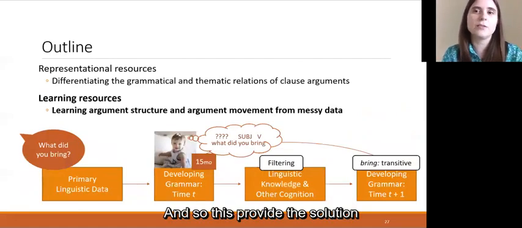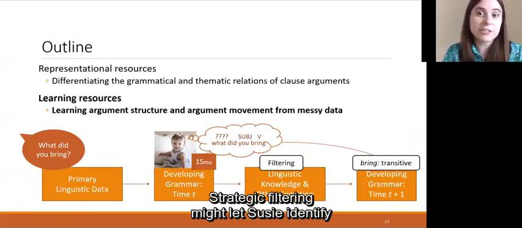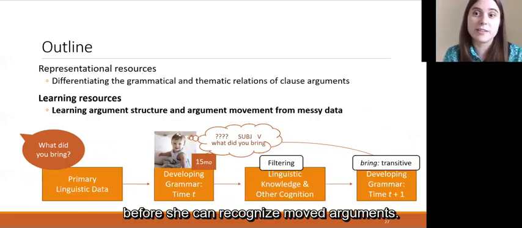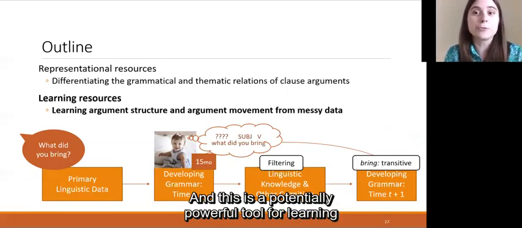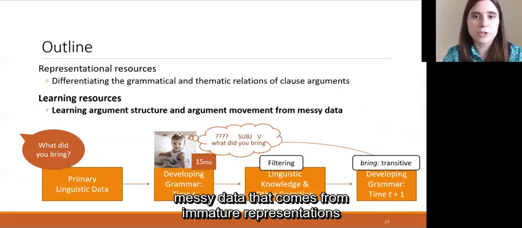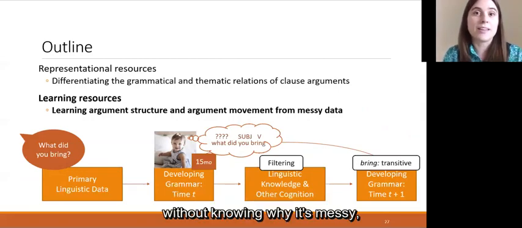And so this provides a solution to the chicken and egg problem. Strategic filtering might let Susie identify verb argument structure before she can recognize moved arguments. And this is a potentially powerful tool for learning more generally. Learners might be able to clean up messy data that comes from immature representations without knowing why it's messy.